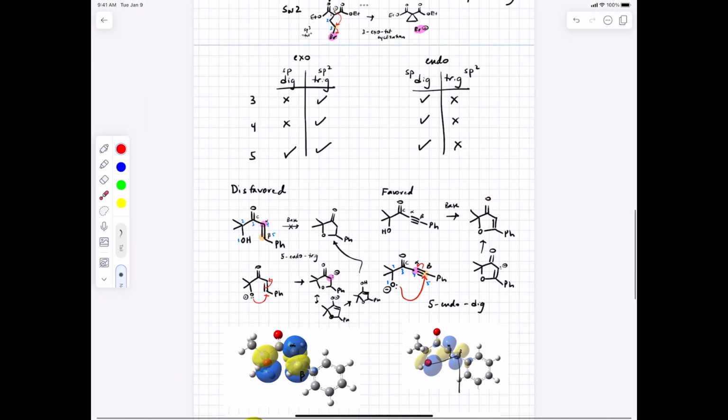Okay, so the bottom line is Baldwin's rules have to do with, especially in this area where it's most important, the 3, 4, and 5 membered rings and sp versus sp2 hybridization. Is the geometry such that the nucleophile can access the empty orbital, the pi star? Can you get an angle that's reasonable? That appears to be the basis for these rules.